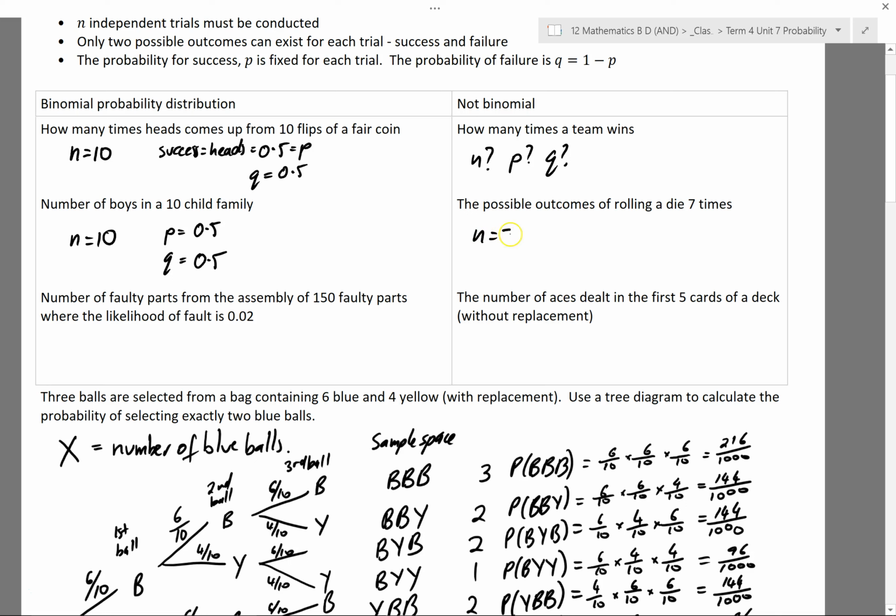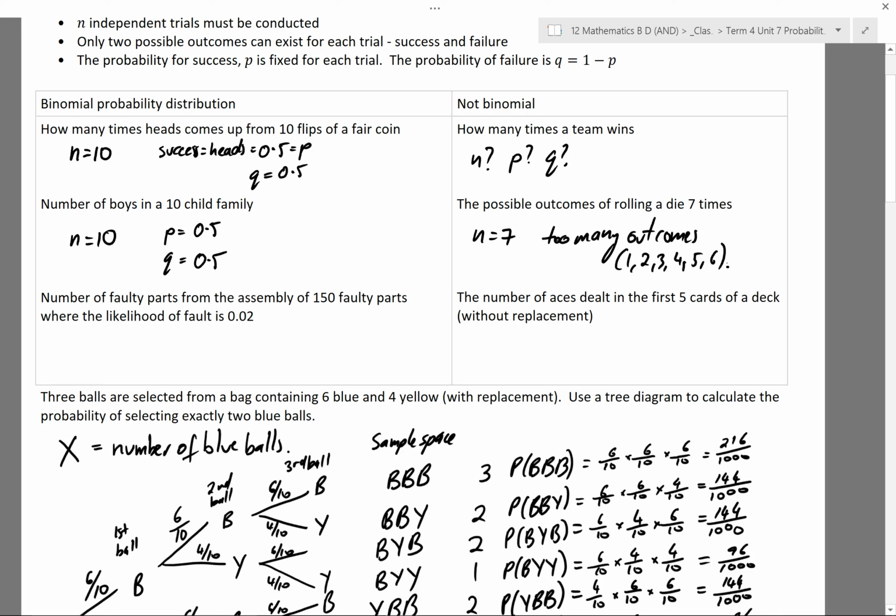Not binomial would be the possible outcomes of rolling a die 7 times. So n equals 7, but there's too many outcomes. We only want 2 outcomes. Here we've got 6 outcomes, which we don't want.